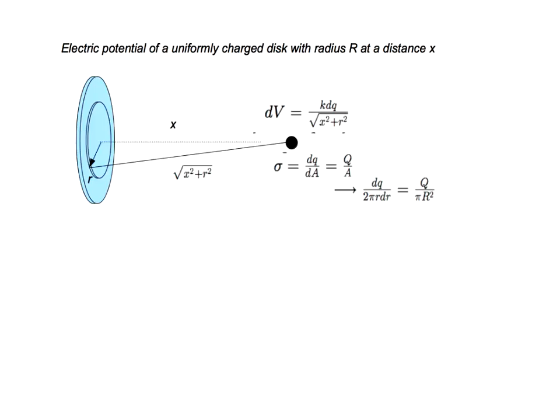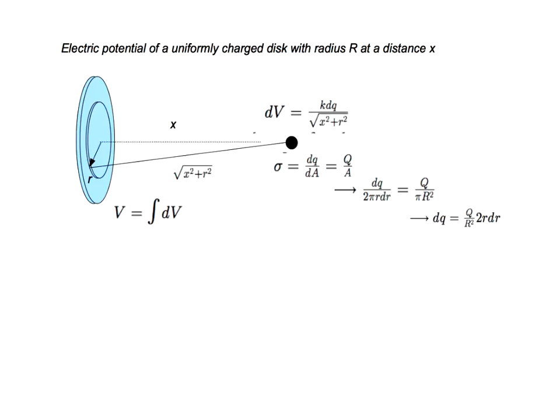And also we're going to replace the area of the disk with pi r squared in that ratio for the surface charge density, and get the following expression for the charge residing on that ring with the radius little r. It's going to be equal to the total charge over the radius of the disk squared times 2 r dr. With that, we are ready to integrate.